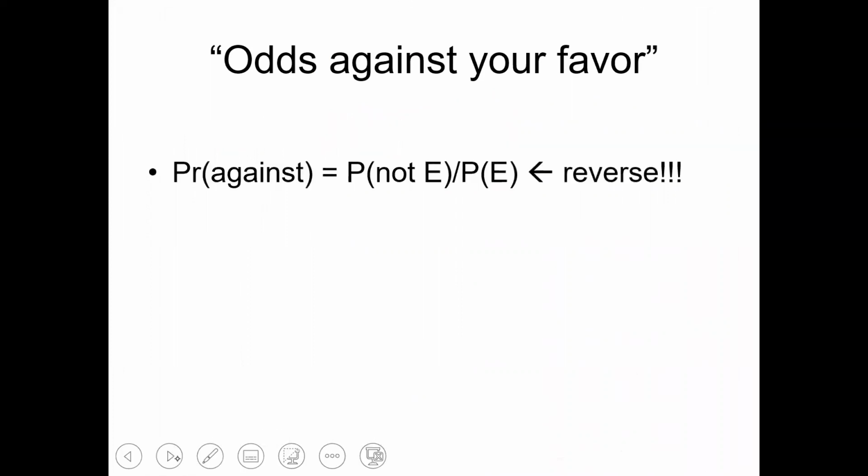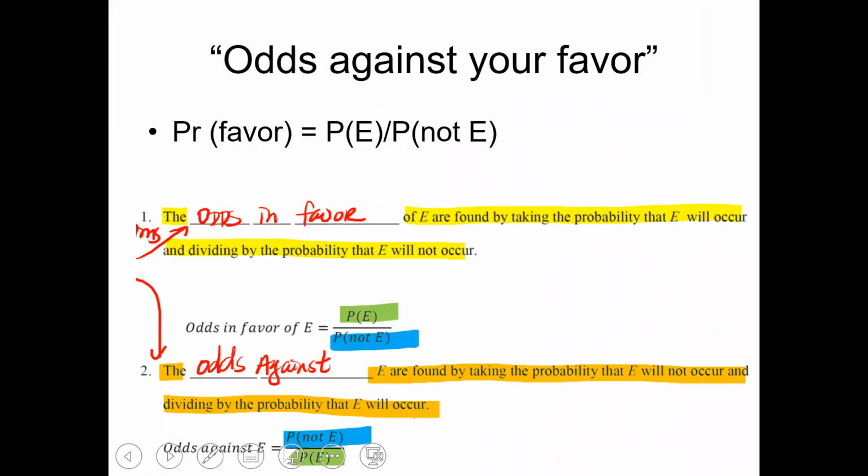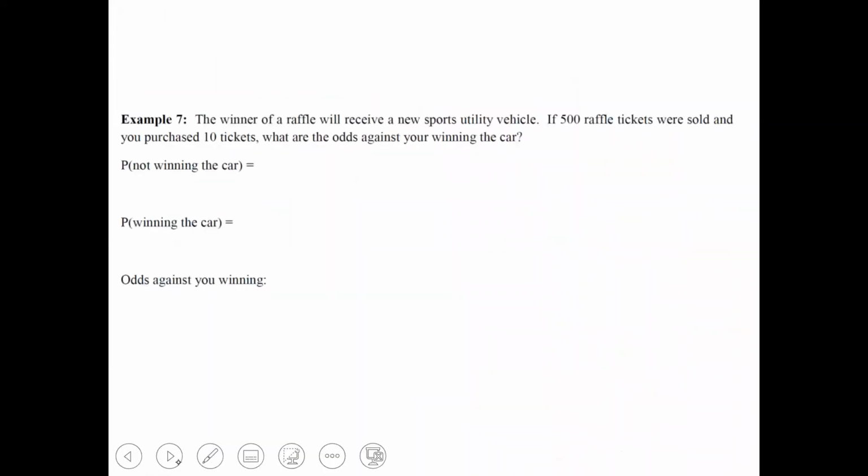Let's take a look at the next example, example 7. Go ahead and read the question. So the winner of a raffle will receive a new sports utility vehicle. If 500 tickets were sold and you purchased 10 tickets, what are the odds against you winning the car? So that means since the odds are against you, it's saying, what is the probability that you're not going to win the car, essentially?